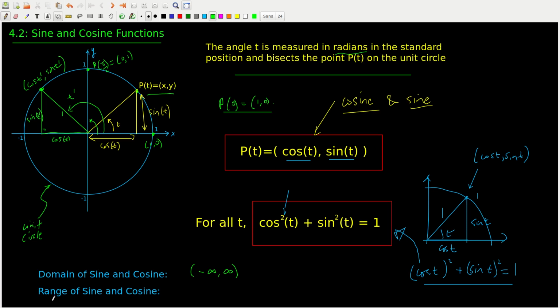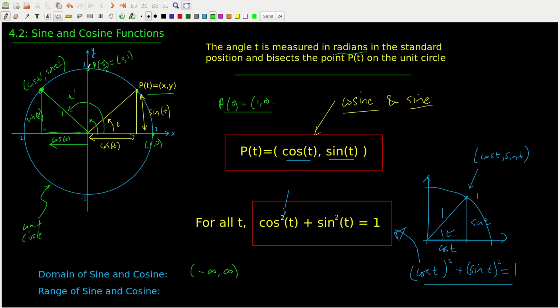Similarly, the range, well, the range is the x and y values. These are the values that are coming out of the unit circle. If I pick any point on the unit circle, the biggest the x value can get, here's the x value, the biggest the x value can get is 1, going this way, or minus 1, going that way.